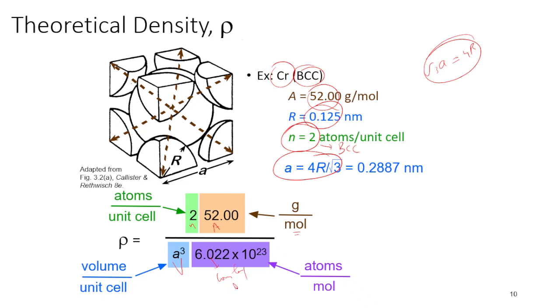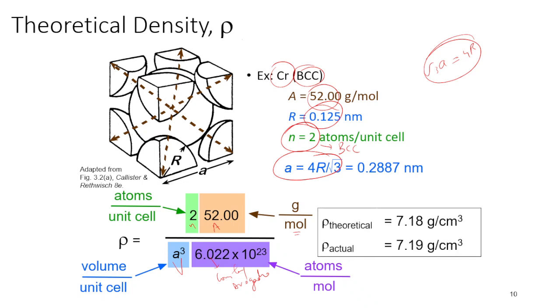So if you substitute, you will be getting your answer. It's around 7.18 grams per centimeter cube, or 7.19, around this range. So is this problem clear to everyone?